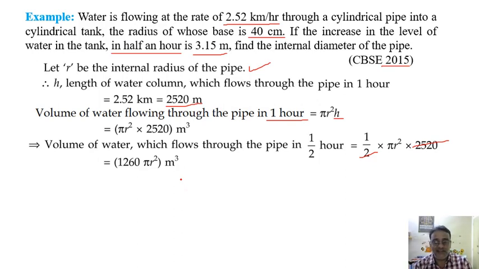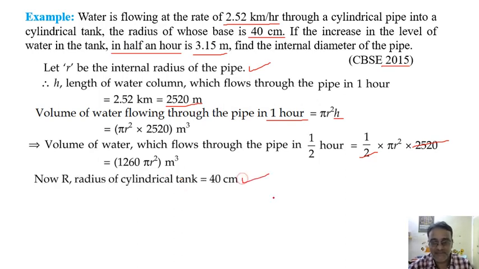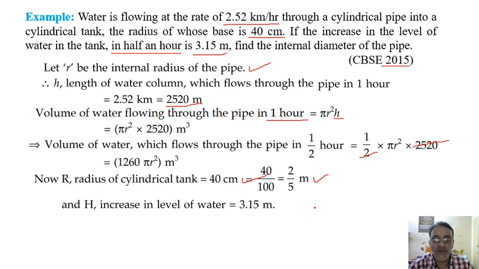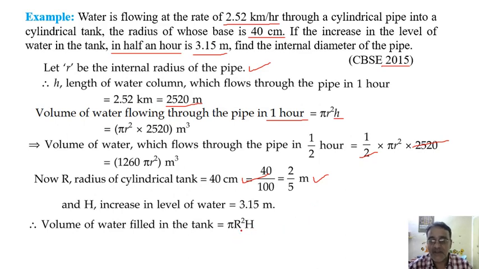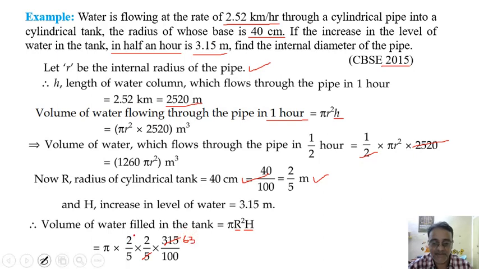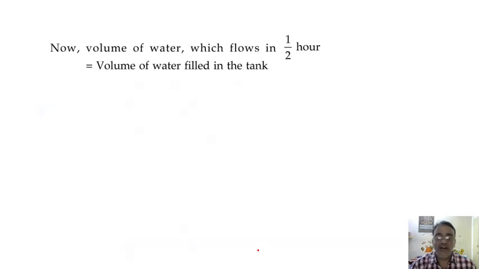Now volume of tank, for that the radius is given as 40 centimeter. So convert it into meter. So 40 upon 100, that is 2 by 5 meter. And the height is given as 3.15 meter. So volume of water filled in the tank is pi capital R square H. We'll keep pi as it is and substitute R and H. That is 2 by 5 into 2 by 5 into 315 by 100. So we can cancel this one. We'll get 63. Okay. And you can cancel these two also. 4 25s are 125. So 63 upon 125 pi. Right. So now volume of water which flows in half an hour is equal to volume of water filled in the tank.